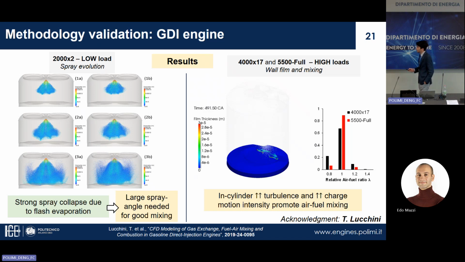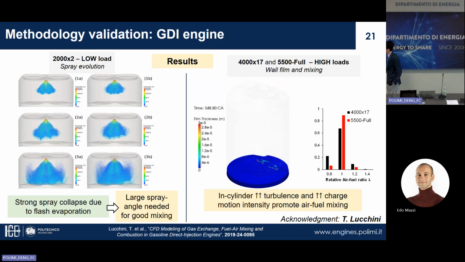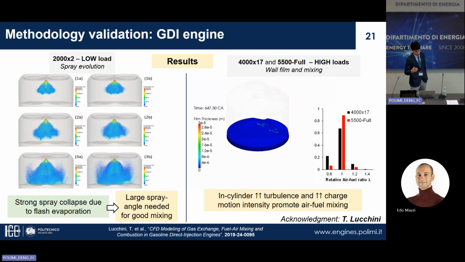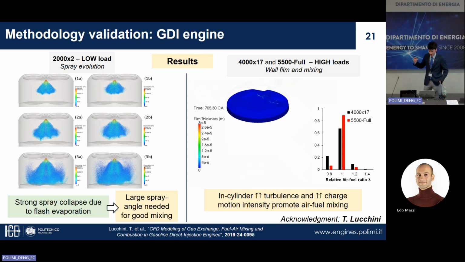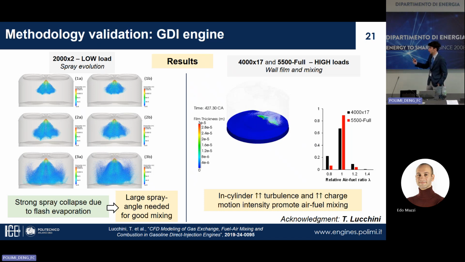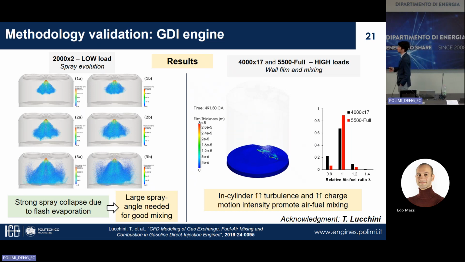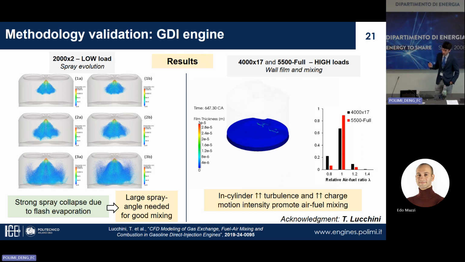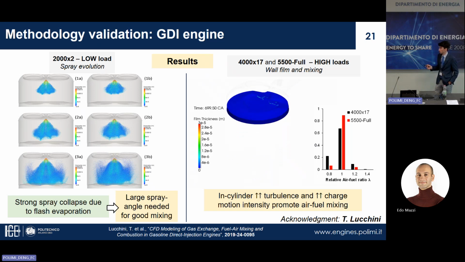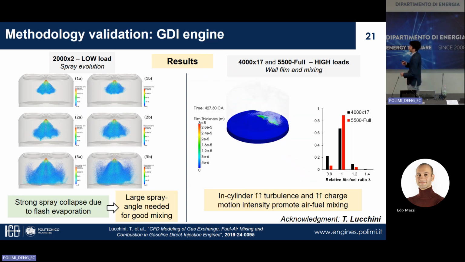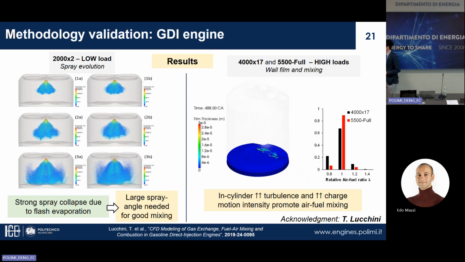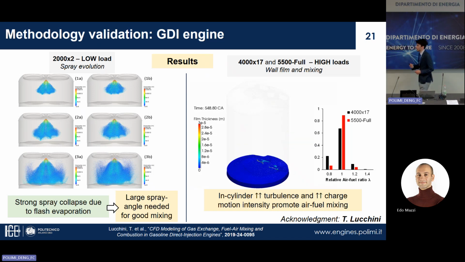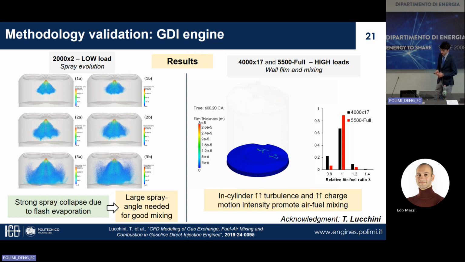You can see on the left the low load condition. In this particular condition, we noticed that it was really important to have a refinement cone and to provide a large spray angle, since the condition was a boiling condition for the spray, and so to have an ignitable mixture, it was really important to perform a correct estimation of the spray.